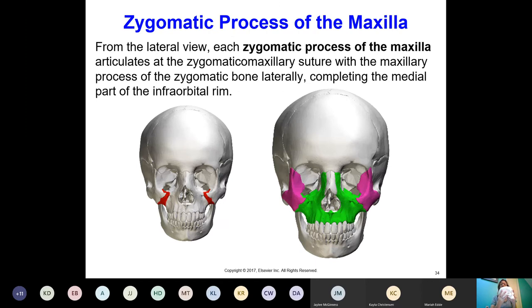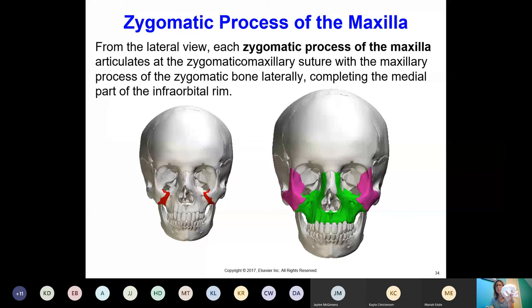From the lateral view, each zygomatic process of the maxilla articulates with the zygomaticomaxillary suture, with the maxillary process of the zygomatic bone laterally completing the medial part of the infraorbital rim. So that's kind of a lot of wording. Remember I told you on sutures, all of the lesser sutures, they will just combine the names of the two bones that meet. So they took the zygomatic and the maxillary and the suture that meets, they called it the zygomaticomaxillary suture. That's not one of the sutures we need to memorize for this class, but it's an easy one to find.